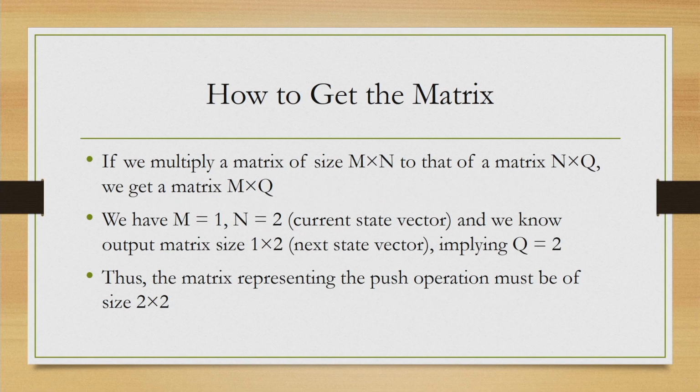We also know that if we multiply a matrix of size m by n with a matrix of size n by q, we get a matrix of size m by q. In our case, the current state vector has two elements, so m equals 1 and n equals 2. The next state vector has the same size, 1 by 2, so q is also 2. Then the matrix that represents the operation must be n by q. Now, n equals 2 and q equals 2, so it must be 2 by 2.